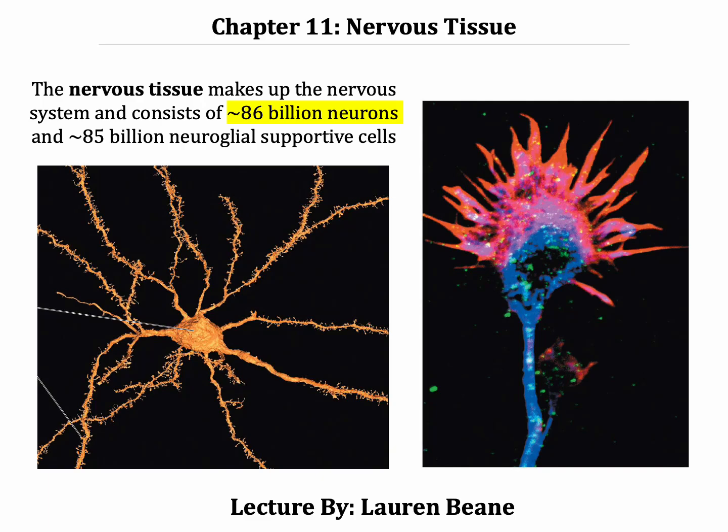This is a lecture over chapter 11, which covers the nervous tissue. So we're going to be talking about this tissue in reference to the brain, the spinal cord, as well as the nerves which innervate our body. And collectively, the nervous tissue consists of neurons and neural glial cells, and the quantity of those is quite large, about 86 billion neurons and around 85 billion neural glial cells that support the complex neurons in our body.